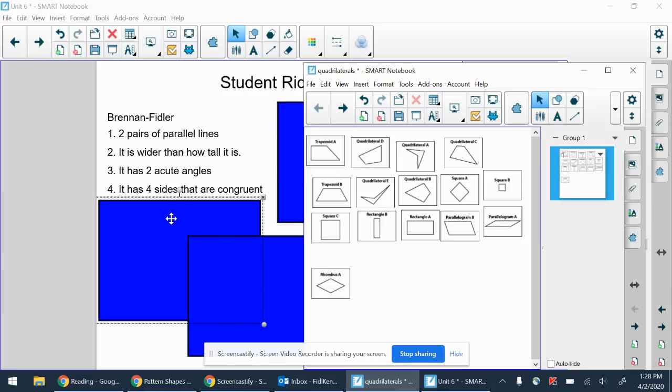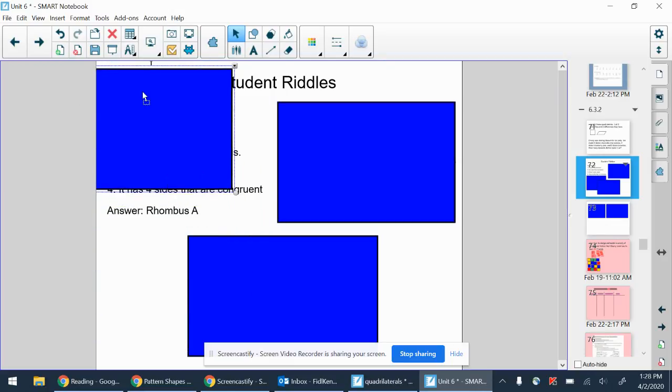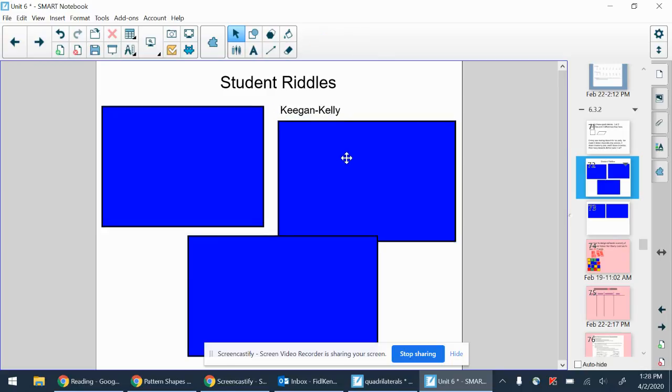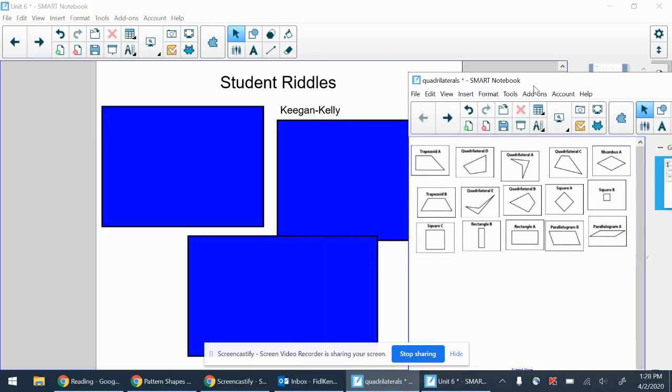So am I right? Is it rhombus A? Yes, I got it. All right, so that was the riddle from my class. All right, let's see. Next we have Keegan from Mrs. Kelly's class. We have his riddle to solve. So let's see what we can do.